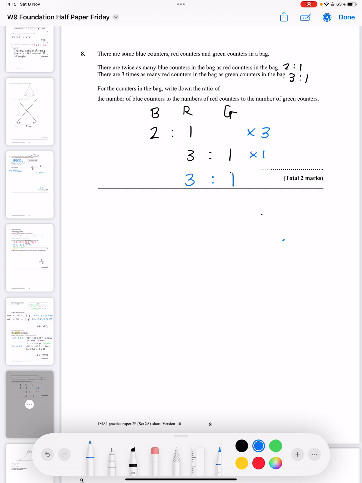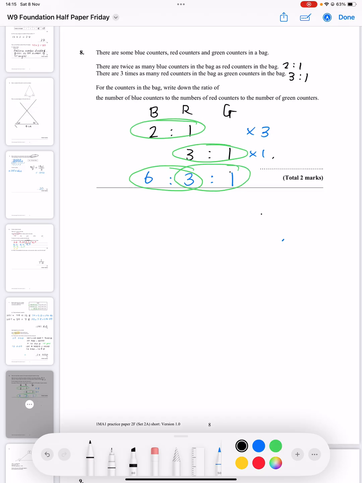So that gets me 2 times 3, which is 6. What you'll notice is that the ratio 2 to 1 is equivalent to 6 to 3. So there's still twice as many blues as reds. And there's still 3 times as many reds as greens. So that ratio is now combined, giving me a ratio of 6 to 3 to 1.